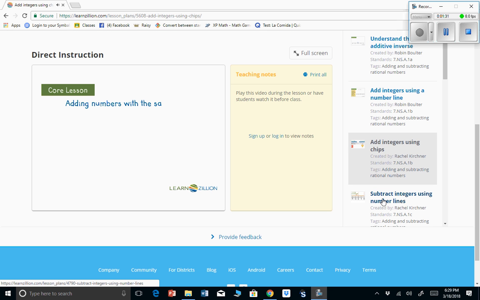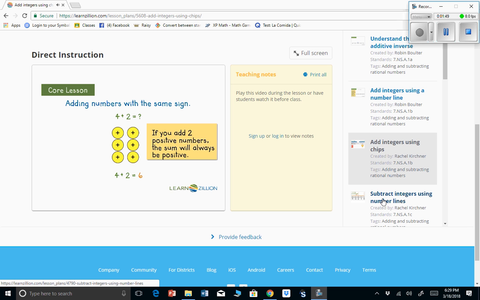Let's look at when we add numbers with the same sign. We have 4 plus 2, 4 positive chips and 2 positive chips. Together, we have 6 positive chips. If you add 2 positive numbers, the sum will always be positive. This makes sense because you only have positive chips.